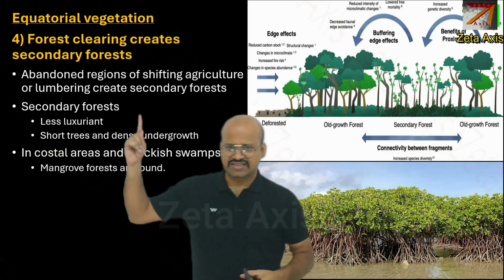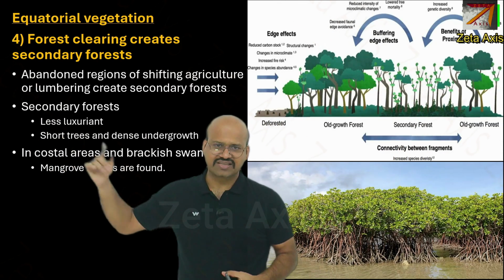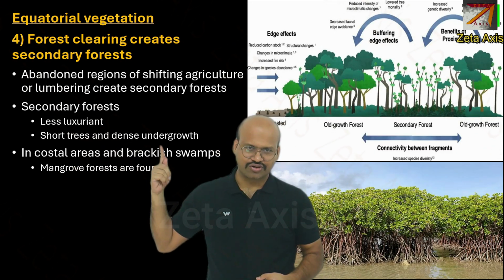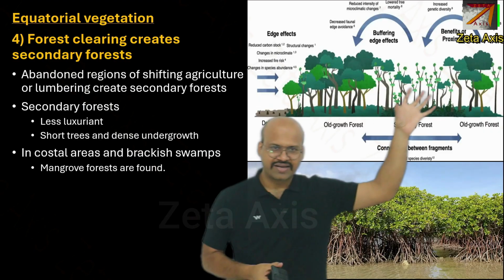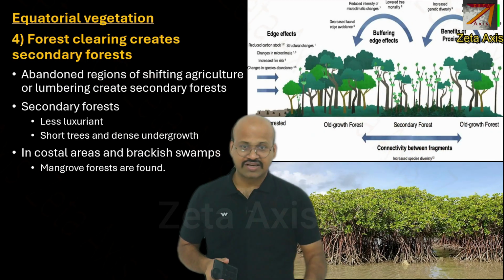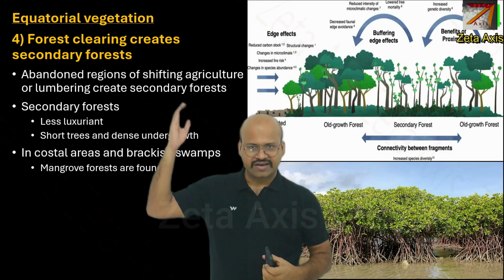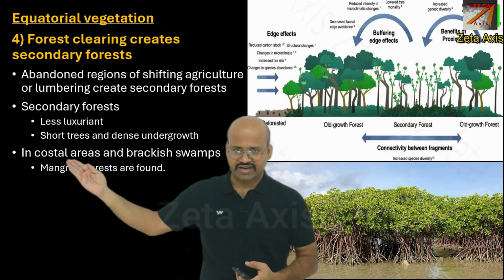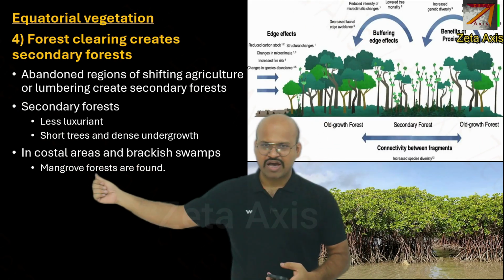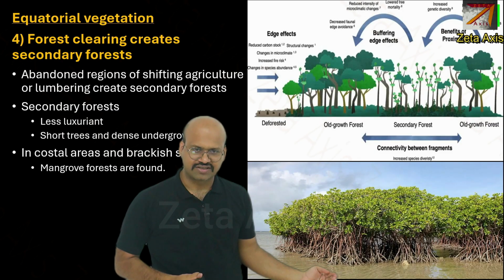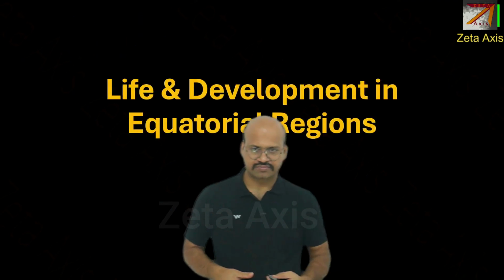The secondary trees are less luxuriant, that is, they have less variety. They are generally shorter trees with dense undergrowth. But still, we see that there will be a secondary forest within the old forest if there was an empty area created by any factor like shifting agriculture or lumbering. Even in coastal areas, we see that mangrove forests could be found. These are the examples of mangrove forest. We can see these are the coastal regions.